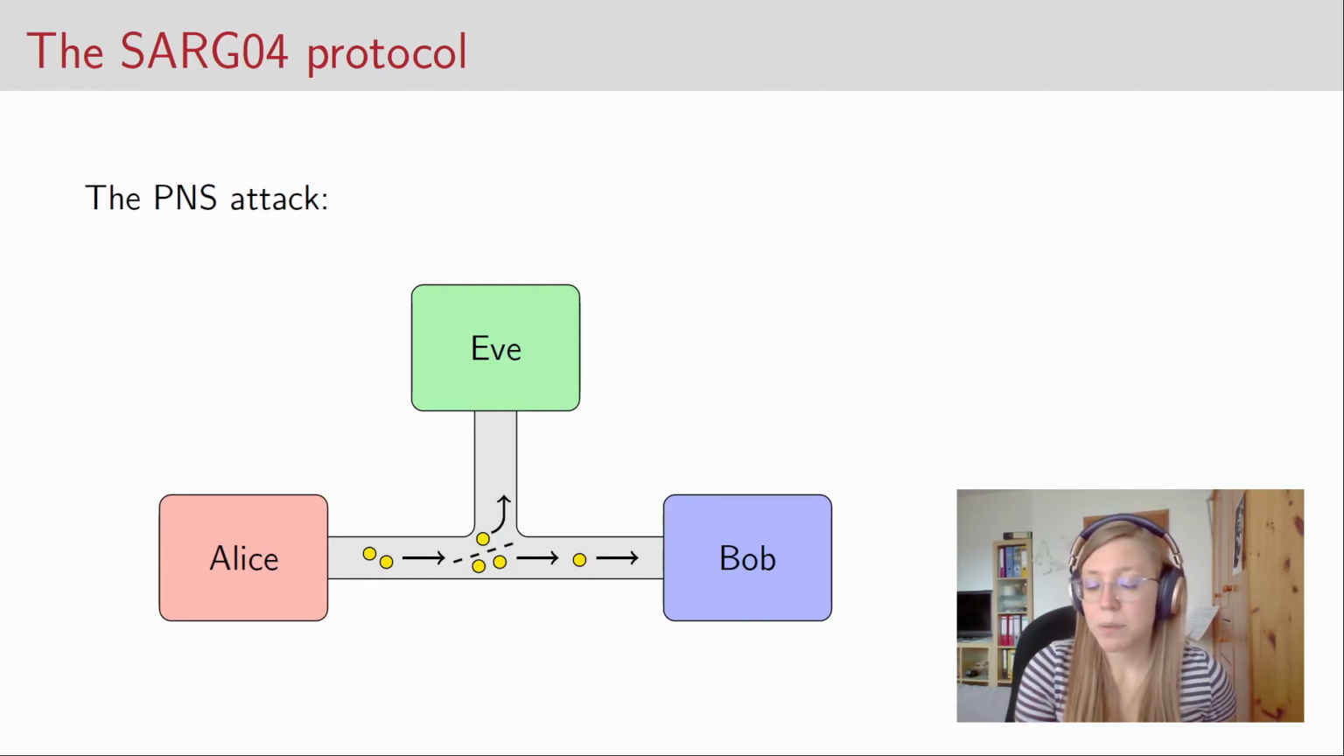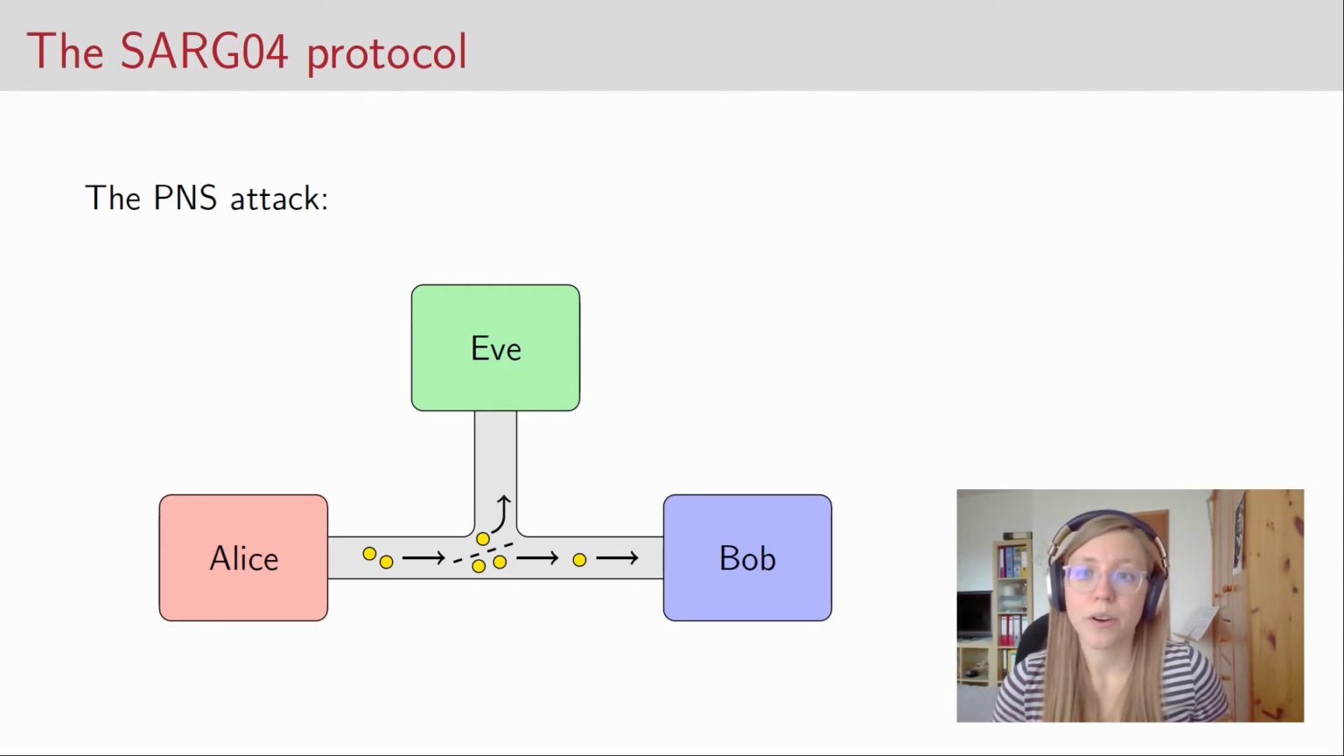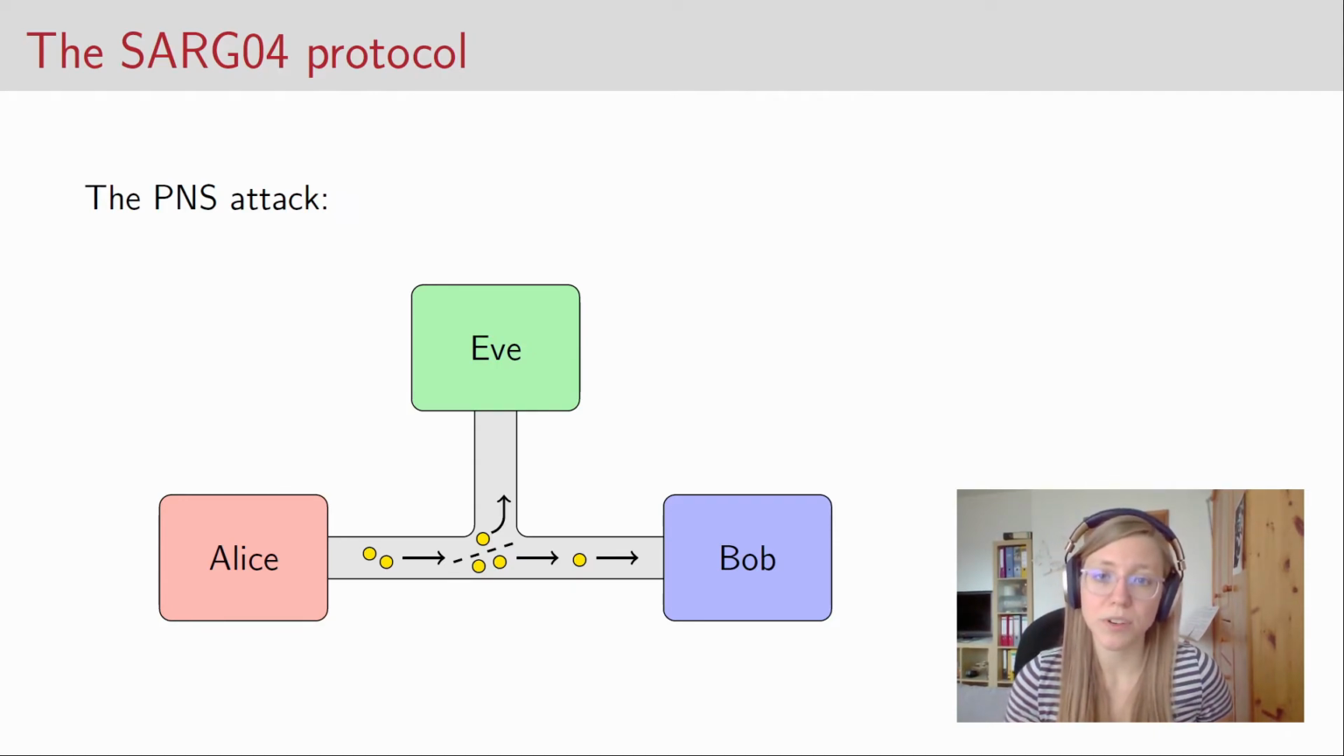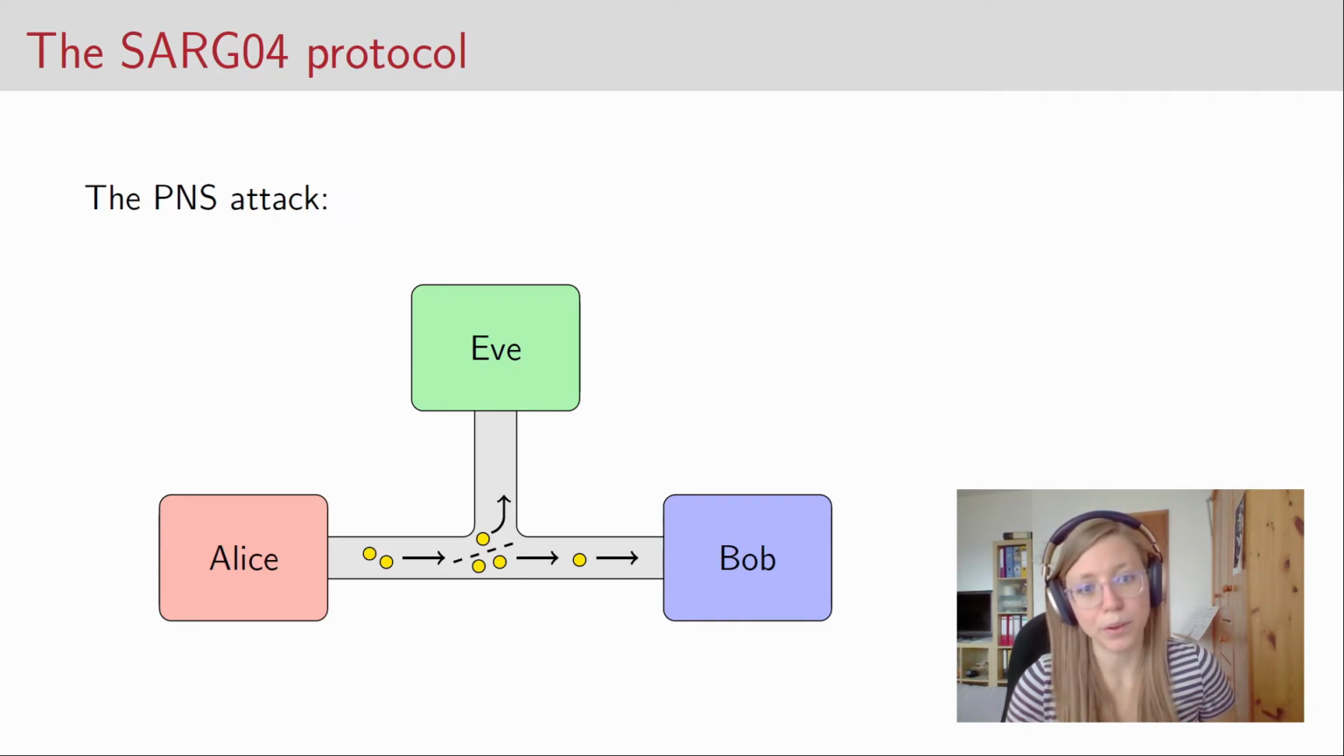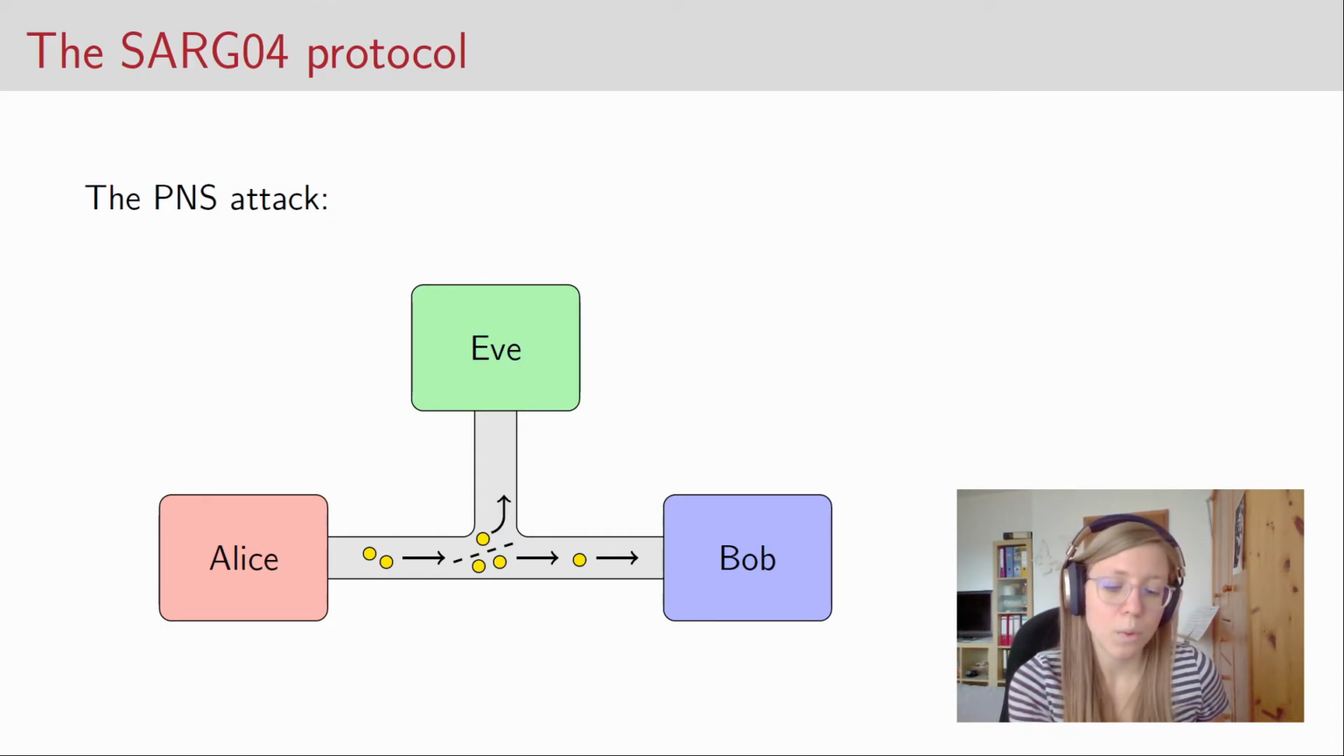So people have looked for help. They have thought about how to change the protocol such that it is secure against this photon number splitting attack. And one possibility is exactly this protocol, the SARG04 protocol. In a later video, we will talk about the photon number splitting attack in more detail. But for now, we will use it as an example of a protocol where the sifting step differs from the previous protocols.